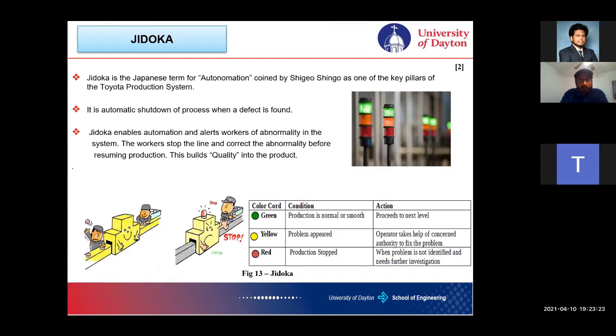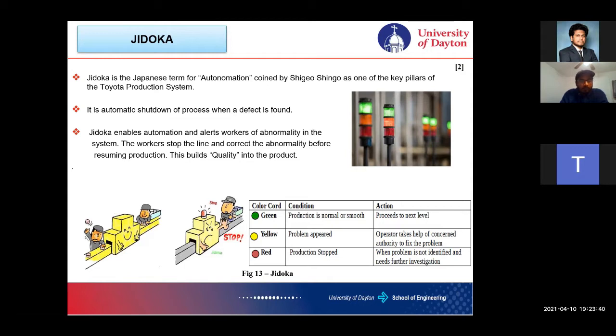Jidoka refers to automatic control of defects. Automatic in the sense that the process has a built-in mechanism to stop the process when a defect is detected. Automation is the word given when the process is shut down automatically.